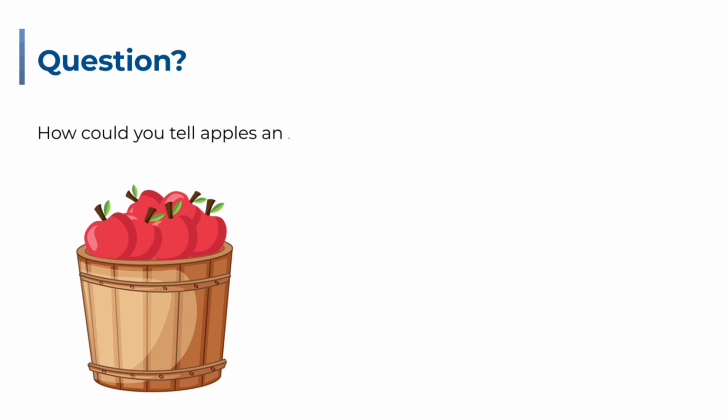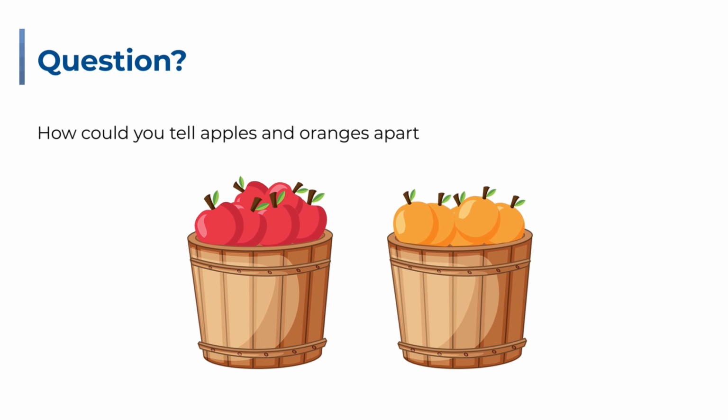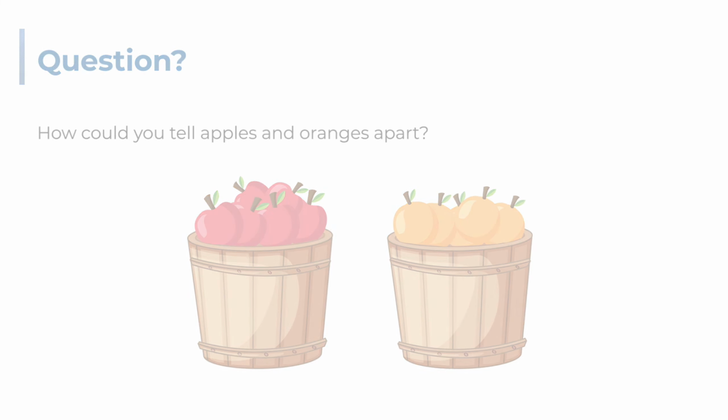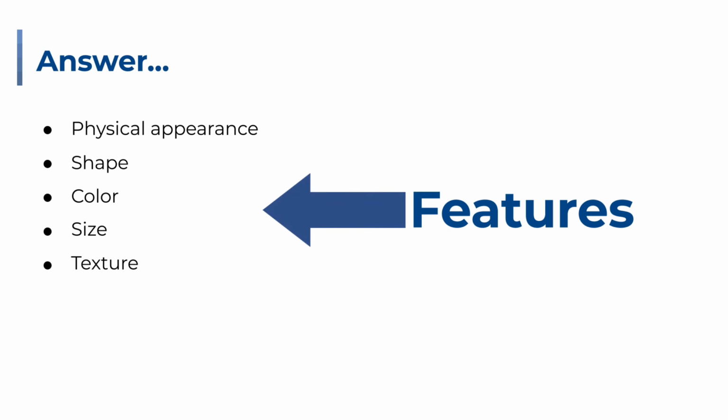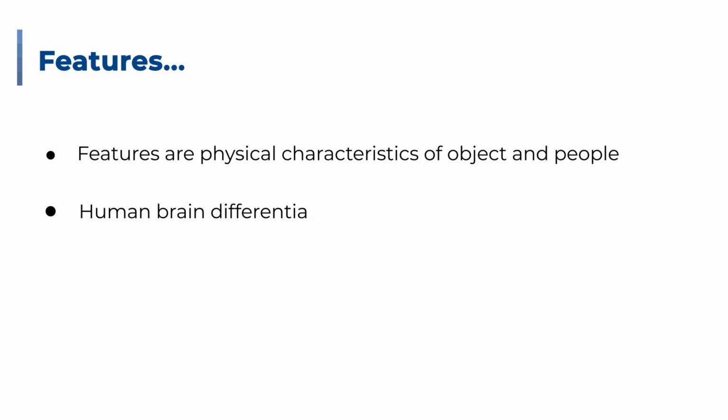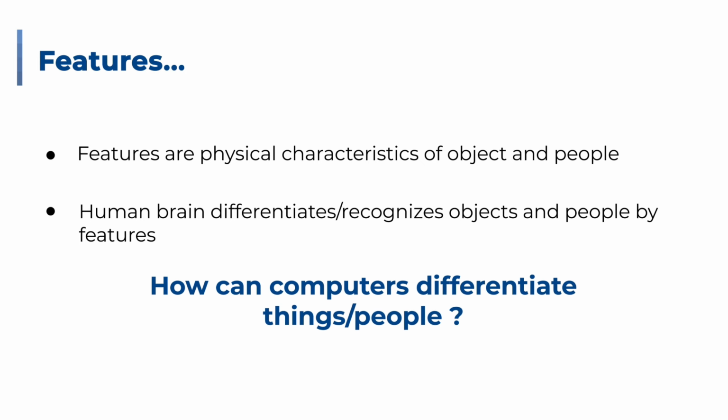Before we move on to machine learning, I have a question for you. How could you tell apples and oranges apart? That's right, we can tell both apart by their physical appearance, shape, texture, color, size, and even taste. All these traits are called features. When we see a person or an object, we subconsciously observe their features and tell them apart.